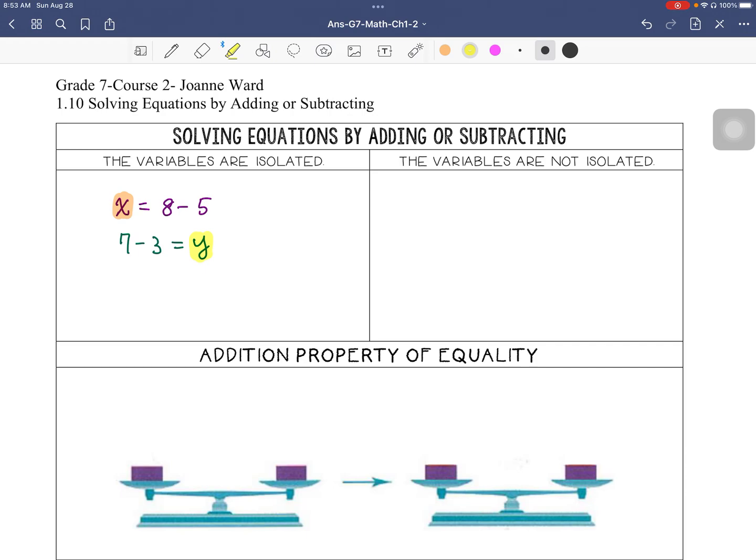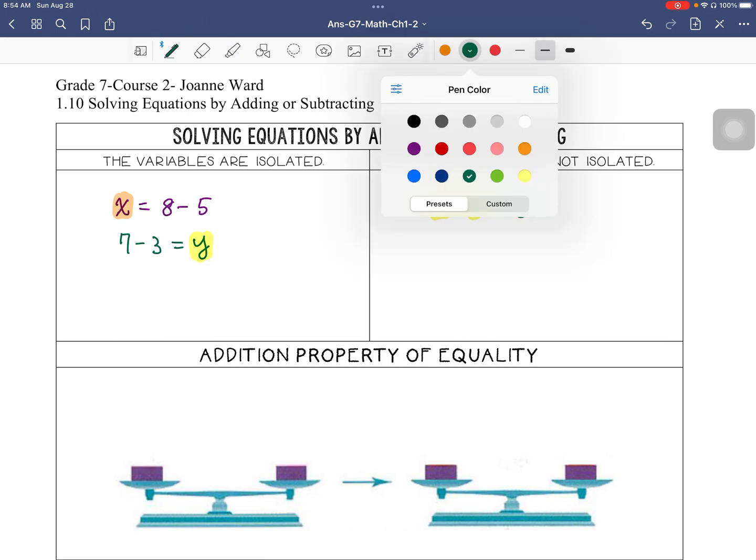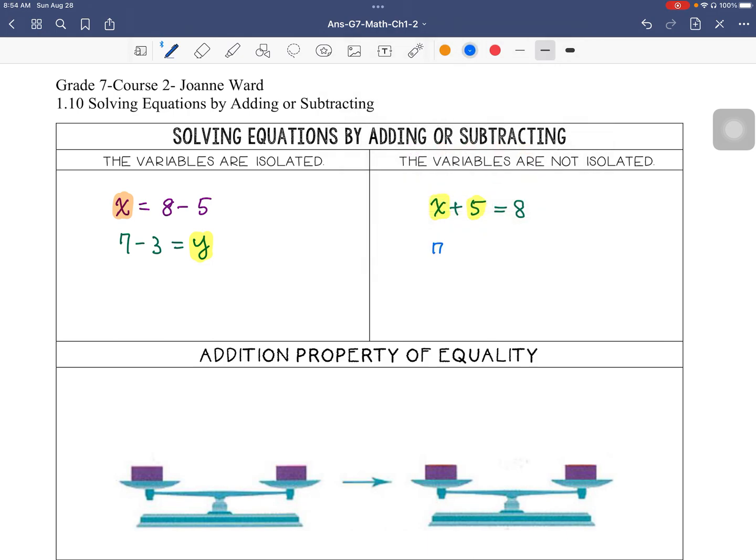So there are some cases where variables are not isolated, such as if today I have x plus 5 equals 8, then my variable is not isolated because my variable is adding a number. Okay, so now if I have an equation that 7 equals 3 plus y, then again my variable is not isolated because y is adding a 3, so the variable is not isolated.